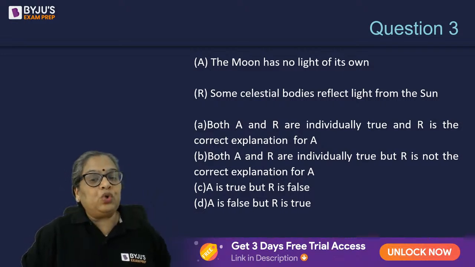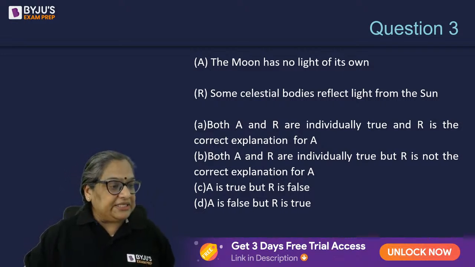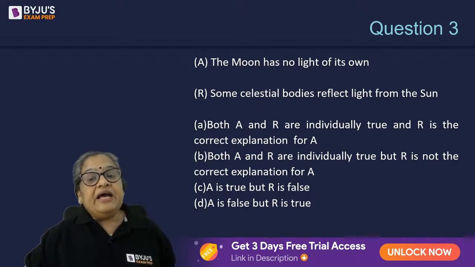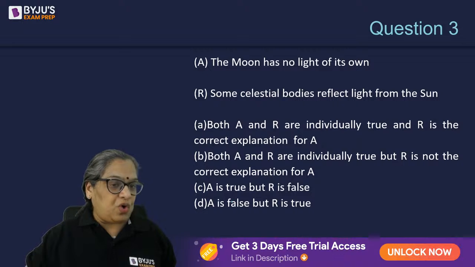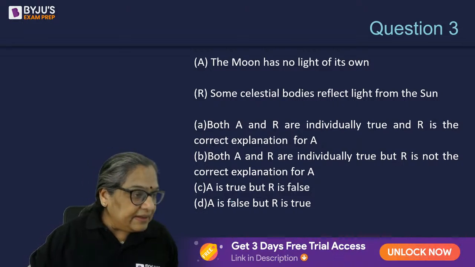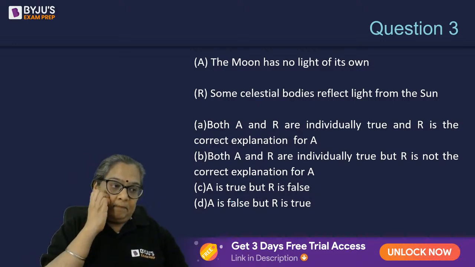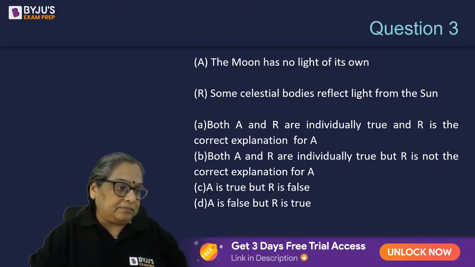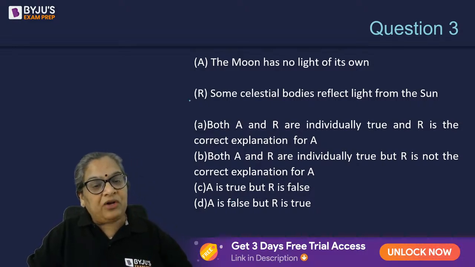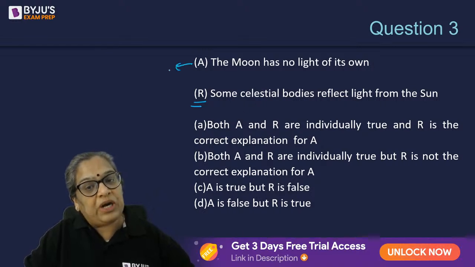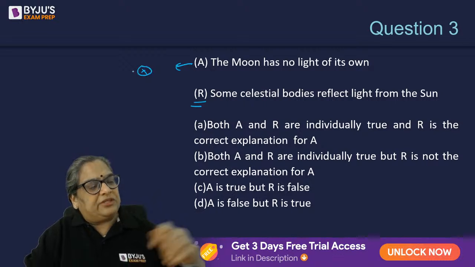The moon has no light of its own. Is A true or false? Some celestial or heavenly bodies reflect light from the sun, true or false? And then, okay. I'm asking, the moon has no light of its own because some celestial bodies reflect light from the sun. Why does the moon have no light of its own? We don't know why the moon has no light of its own.